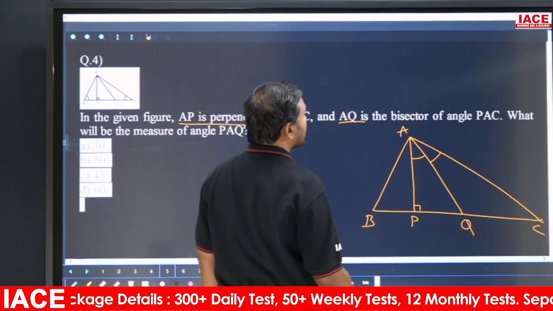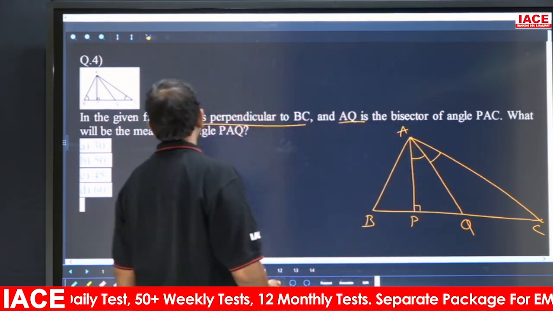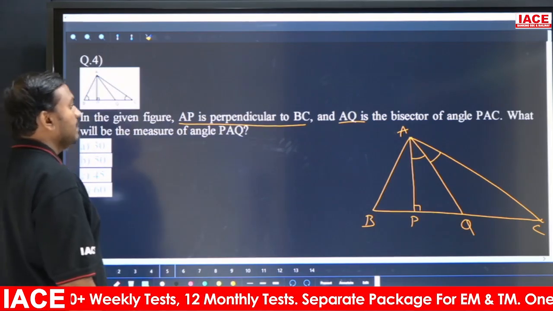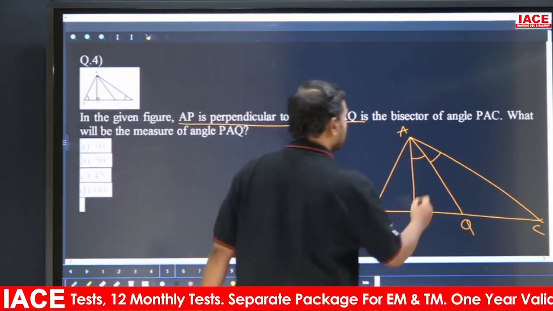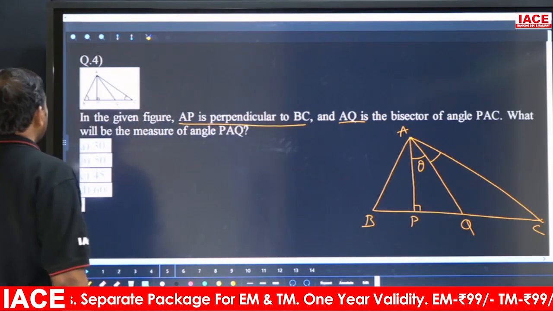AQ is a bisector of angle PAC, not ABC. It is a bisector of PAC. Then what is the measure of angle PAQ? So what is this theta value? This theta value is how much? So some values are given.